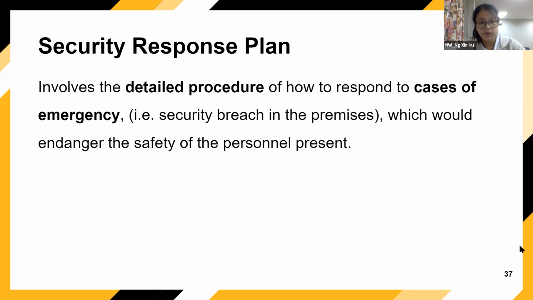Security response plan involves the detailed procedure of how to respond to cases of emergency which would endanger the safety of the people present. So for instance, in the case where a cadet gets into an accident and requires medical coverage, a treatment or evacuation plan should be prepared and executed. So in case someone actually gets injured, and it's so serious that you have to send the person to the hospital, you know how to react to it, who to contact first and such. And you won't have to panic when it happens.